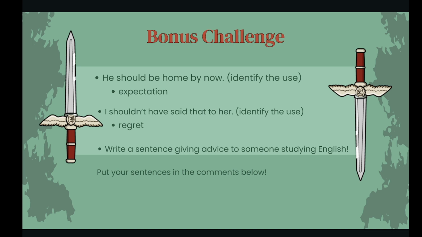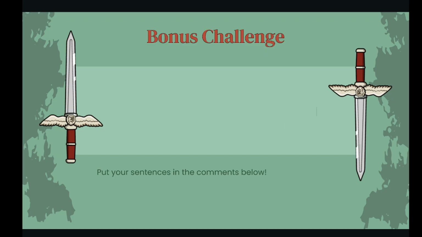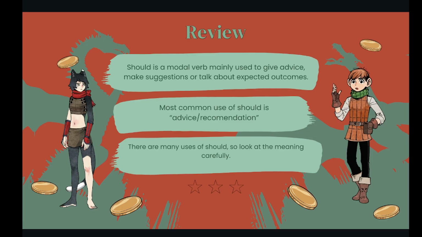All right, let's do a quick review before we say goodbye. So remember, should is a modal verb mainly used to give advice, make suggestions, or talk about expected outcomes. Now, there are 5 uses of should, but the most common is advice or recommendation. But since there are so many uses of should, you want to look at the meaning of the whole sentence carefully to understand which should is being used.